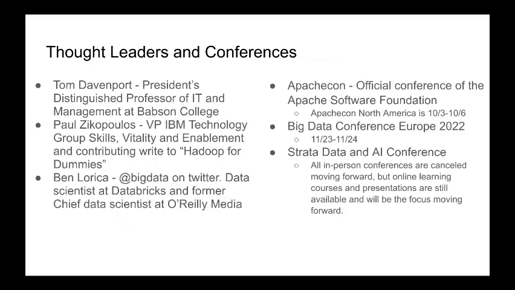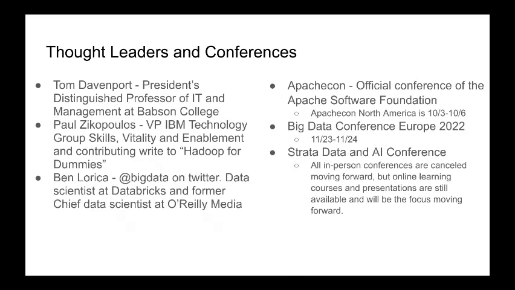Moving on to thought leaders and conferences, we just wanted to highlight some individuals. Tom Davenport is a professor of IT management at Babson College. He has several Harvard Business publications, and he is one of the thought leaders on Hadoop. Paul Zikopoulos is a VP from IBM, and he also contributed to Hadoop for Dummies. And then Ben Lorica, at Big Data on Twitter, is a data scientist at Databricks, and he's a former chief data scientist at O'Reilly Media.